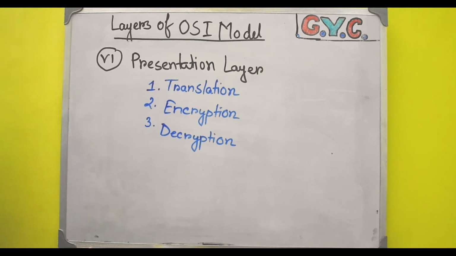So now the presentation layer. What is the working principle of the presentation layer here? The first thing that the presentation layer does is translation of message. What do you mean by translation of message? As we know, there are many types of operating system. It can be Fedora, Linux, Ubuntu, Mac, Windows. So different types of operating system have their different type of language.